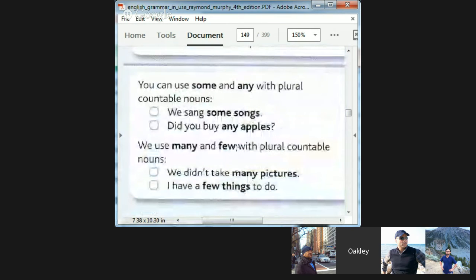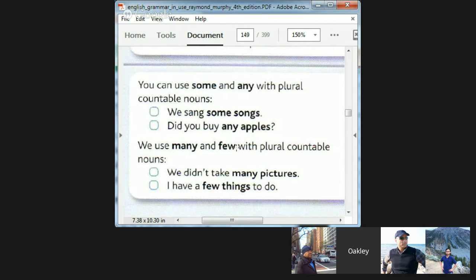Some and any. Let's talk about quantifiers, how much or how many. We can use some or any with countable nouns, plural countable nouns, that is. We sang some songs. Did you buy any apples? Please note, any: don't use any except in questions or negatives.